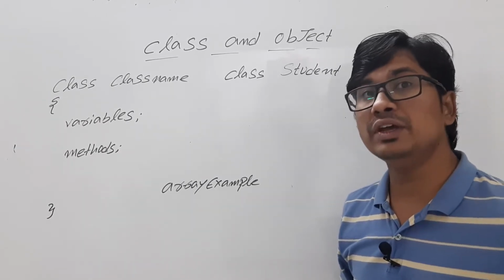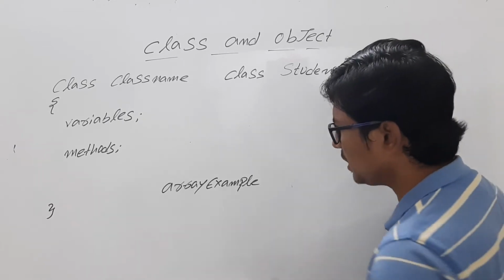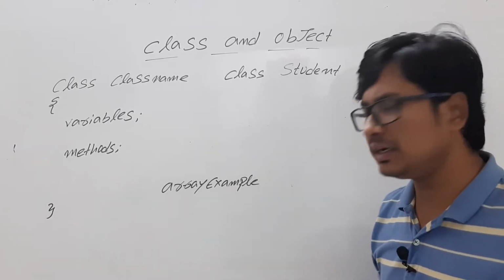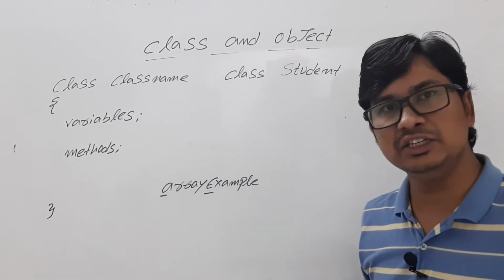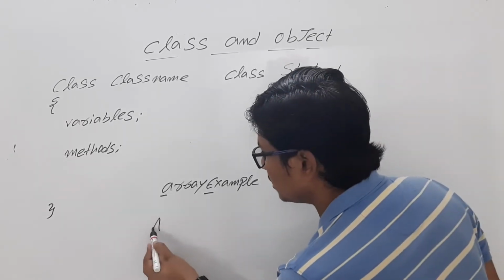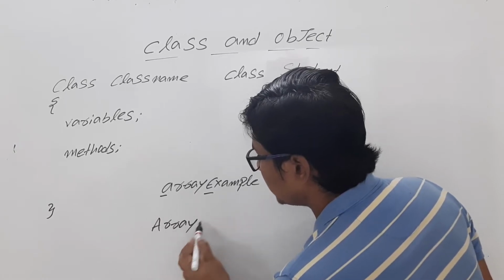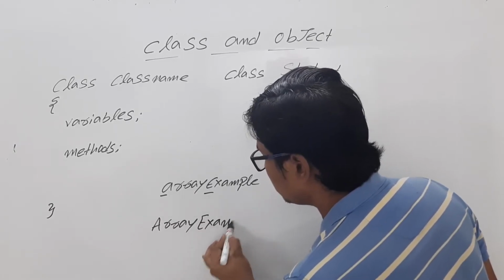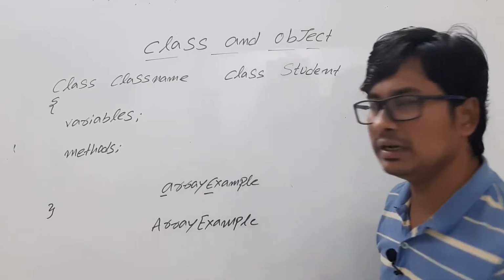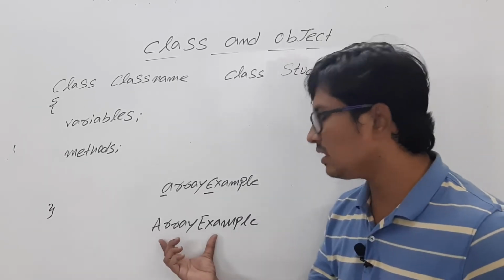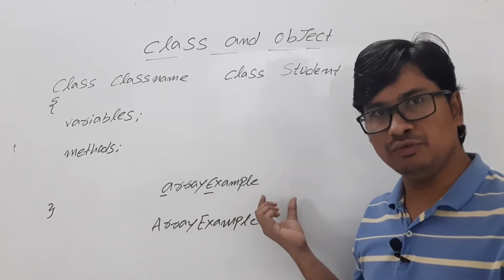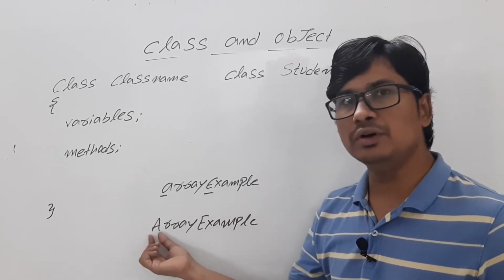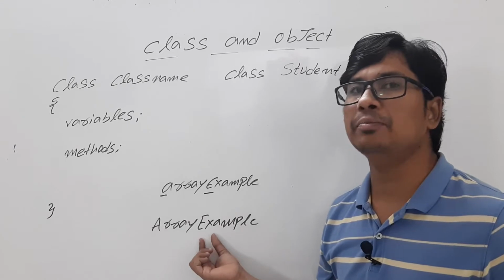Then what is the way you can give the name? You can give it like this also, this is fine, but the standard way is to take the first letter in each word and make it capital. So if you want to give ArrayExample as the class name, then better write the class name like this. If you have a collection of words, the starting letter of each word should be capital.